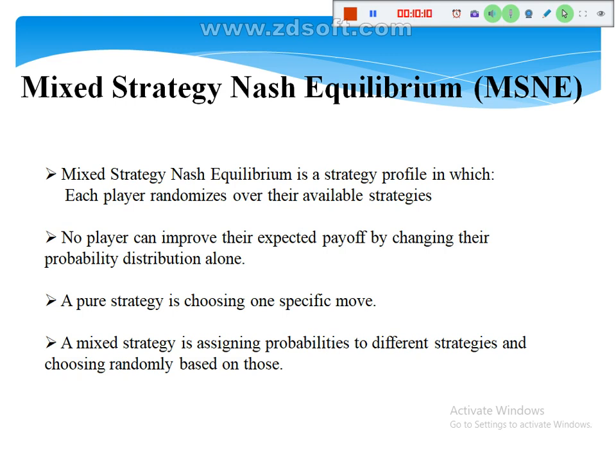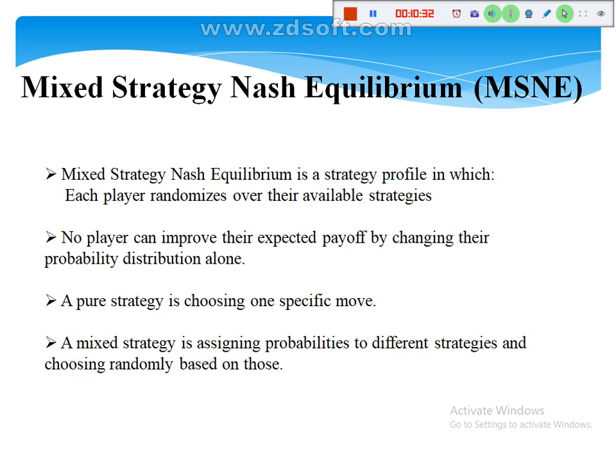So in mixed strategy Nash equilibrium, each player randomizes over the strategies according to the probability. Okay. So no player, as I already said, what is Nash equilibrium? No player can gain by changing the strategy alone. That is a Nash equilibrium. Okay. So mixed strategy Nash equilibrium is where the player randomizes over the strategies according to the probability.